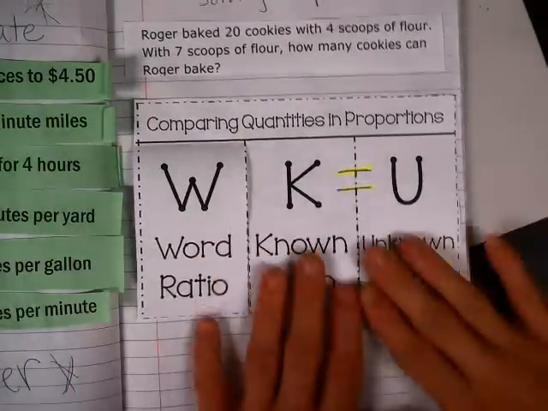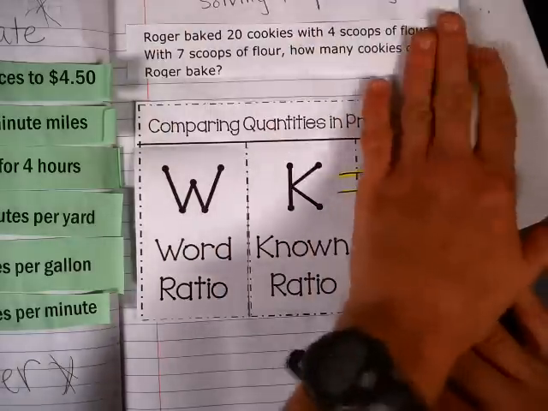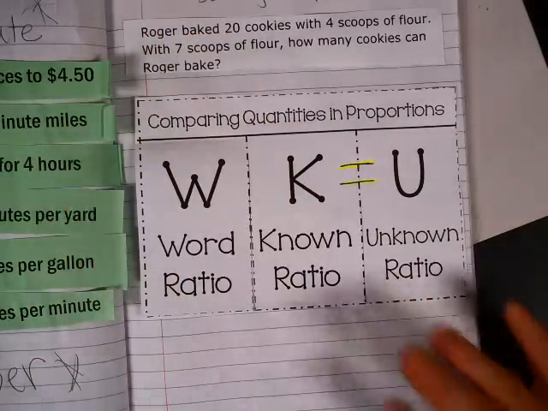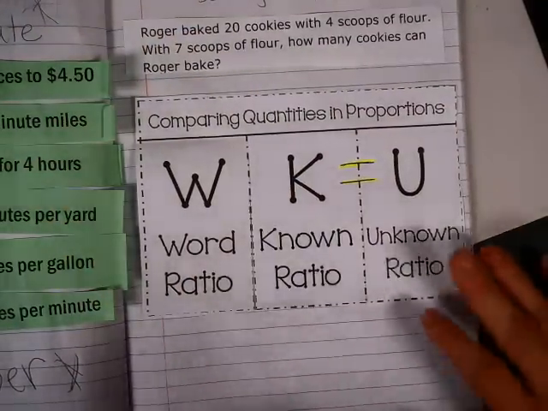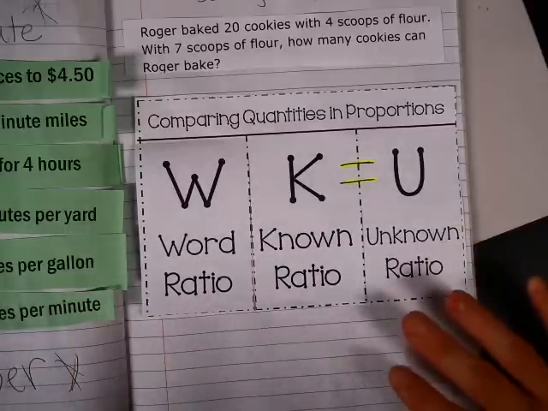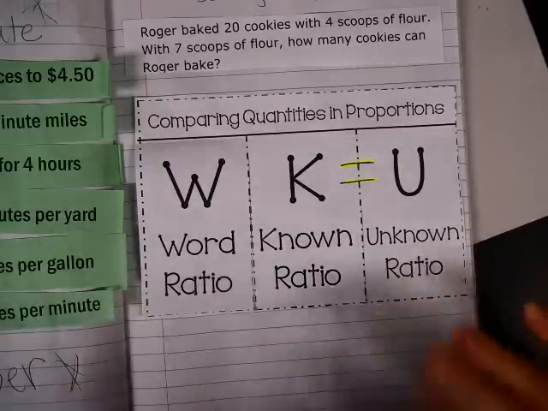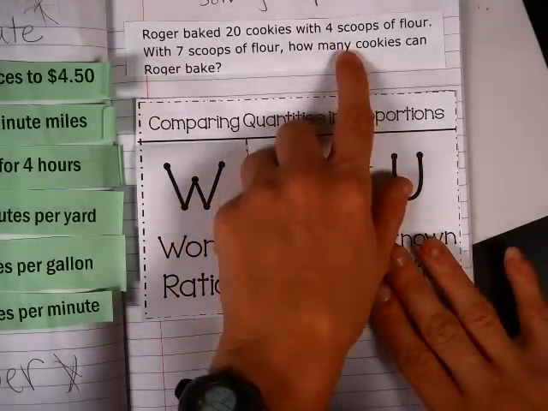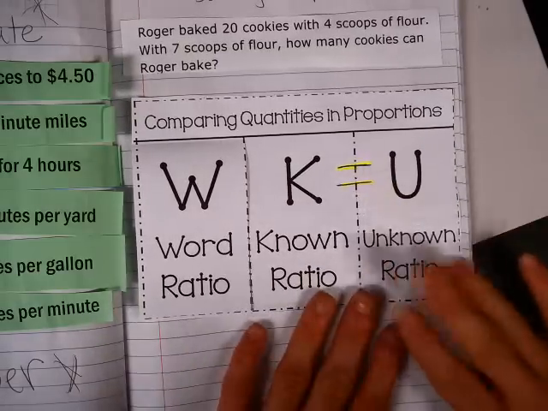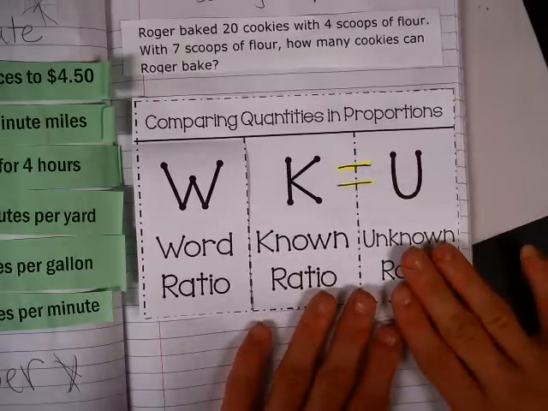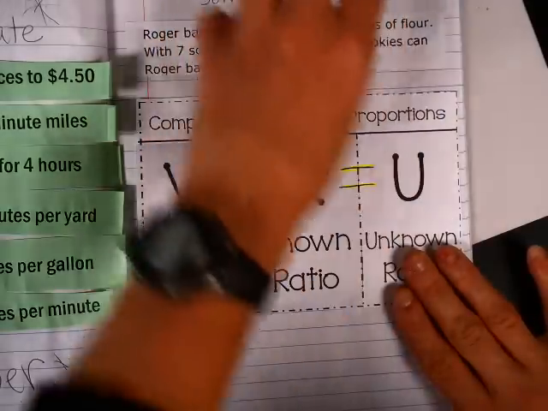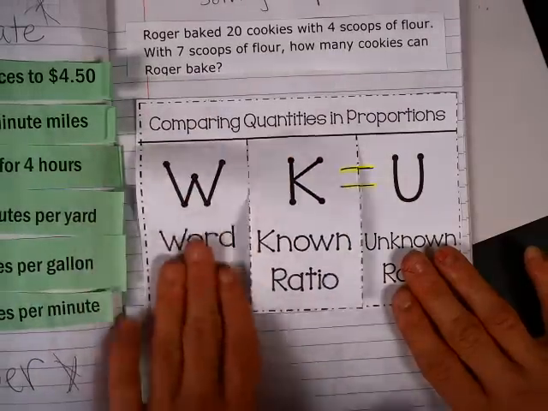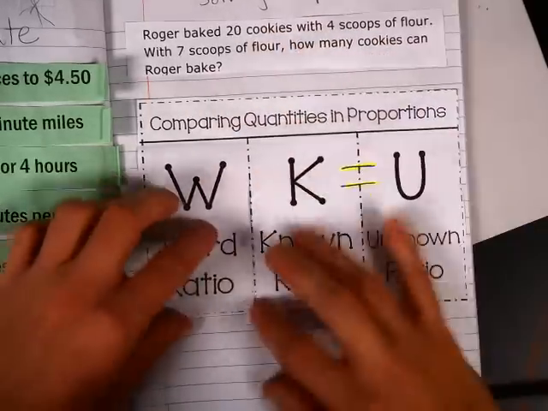Okay, so for this first part, you get your problem, which you got in class. Roger baked 20 cookies with 4 scoops of flour. With 7 scoops of flour, how many cookies can he bake? Well, the question is, there's an unknown part. We want to know how many cookies. So we have an unknown, we have a missing piece. But when you're given word problems, we have to translate the words into the math. And so we're going to start with the words because that is where we got our problem.